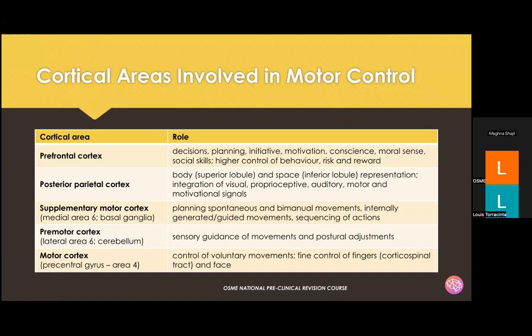Okay, so prefrontal cortex we talked about, posterior parietal cortex, the decisions, planning, spatial representation, all those higher level thinking things, supplementary motor cortex, planning spontaneous bimanual movements. So there are a lot of complex neuronal pathways that are happening before that corticospinal tract occurs, but in that motor cortex, which is area four. I think it's not so important to know so much about the various circuits that occur before that actual corticospinal circuit, just because it's quite complicated and not entirely understood.